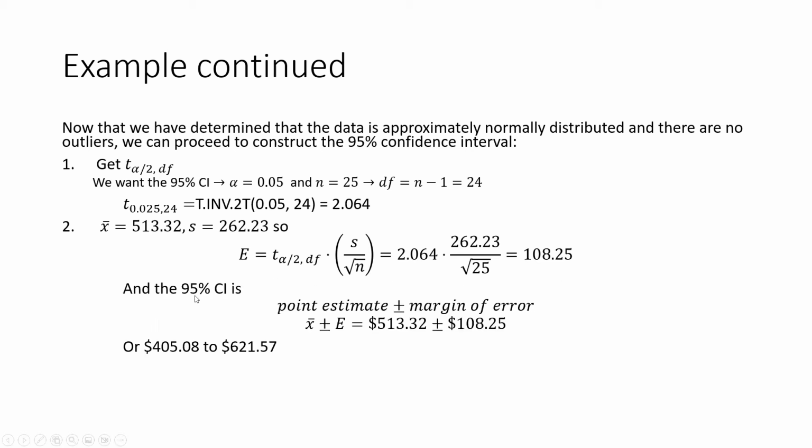All right. Since we want the 95% confidence interval, which is a point estimate plus or minus a margin of error, it is x-bar plus or minus the margin of error, or 513.32. So we're going to get this number right here, and that's our point estimate. And we're going to subtract and add this margin of error here. So we end up getting between 405.08 and 621.57.